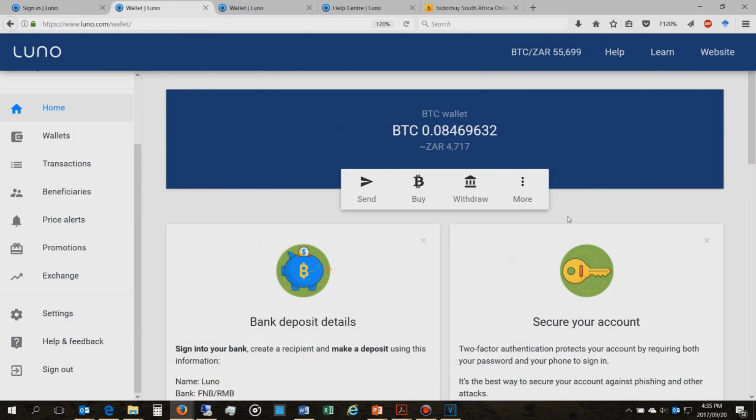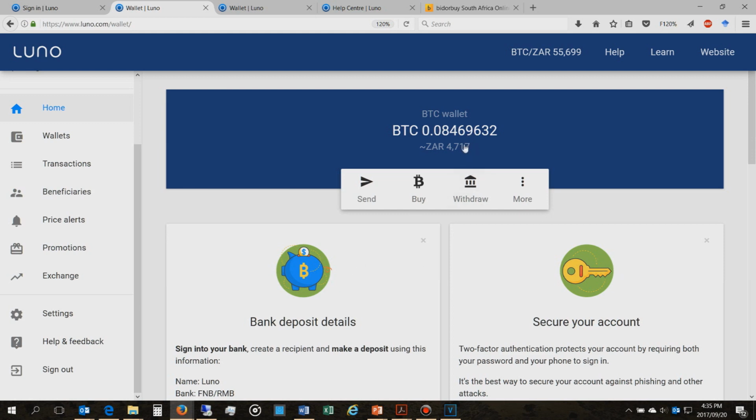And when you log in, you will get a screen that looks like this. This is the home screen of Luno. It's a little bit different than the one on the mobile platform. I do have a video of Luno on the mobile platform. Welcome to have a look.